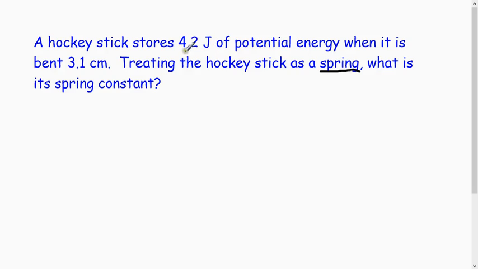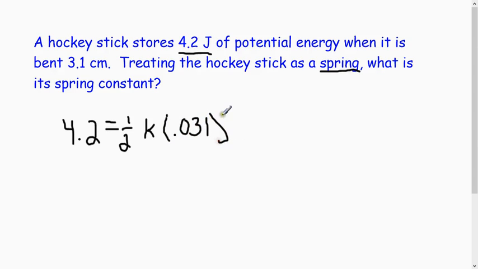We're not given a force, we are given a potential energy, so we can plug in 4.2 joules for my potential energy equals 1/2. We are looking for k, so I'm going to plug that in as my variable, and x, again, does need to be put into meters, so 0.031 meters, and that is squared, and I end up with k is equal to 8,700 newtons per meter.